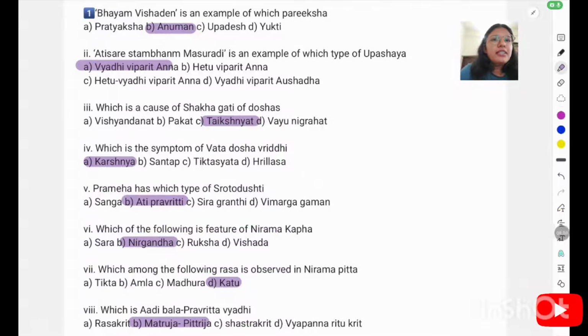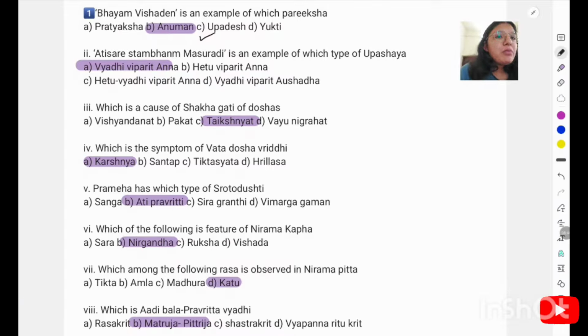Next question: Bhayam Visyaden is an example of what? It is actually taken from Anumana, and there are many inferences like this mentioned. So for further MCQs that can come, you can read them, there are many given, so you can remember some important ones.